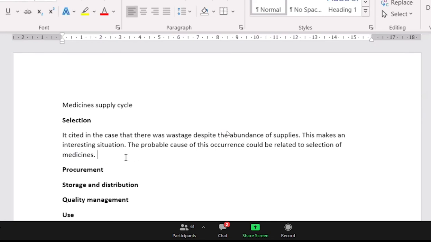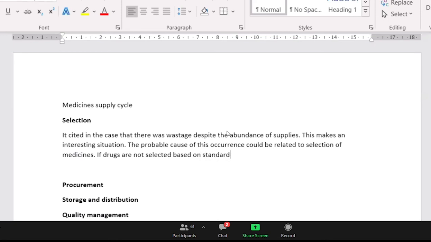You can say, if drugs are not selected based on standard treatment guidelines.